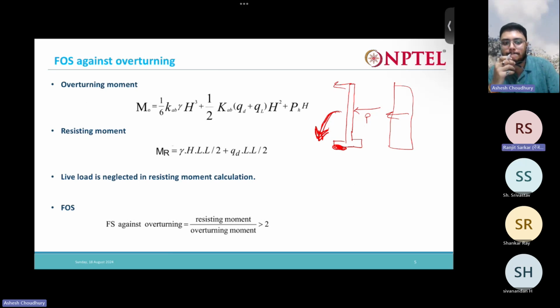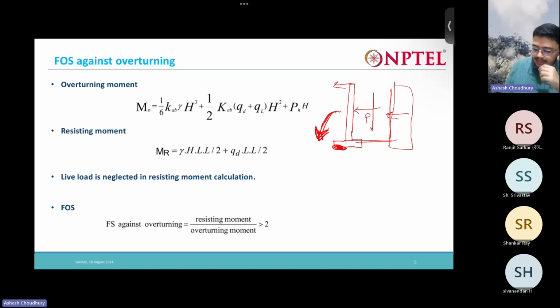Weight of reinforced soil and what? Dead load of the structures. Right. So the weight of the reinforced soil and the dead load are both acting like that. So you can see the moment will be acting like this, opposite to this. So that is our resisting moment.